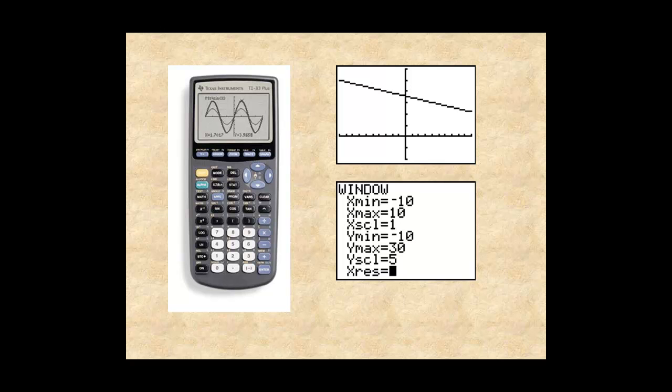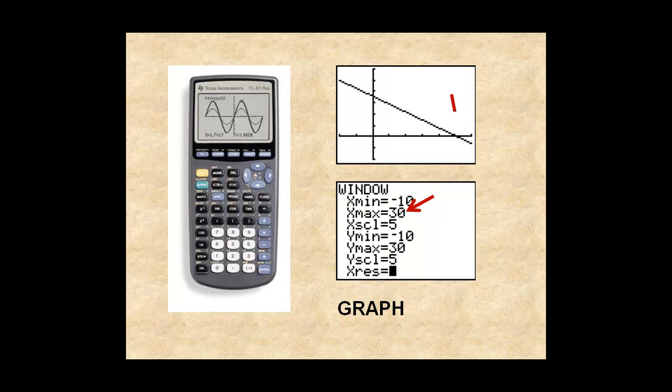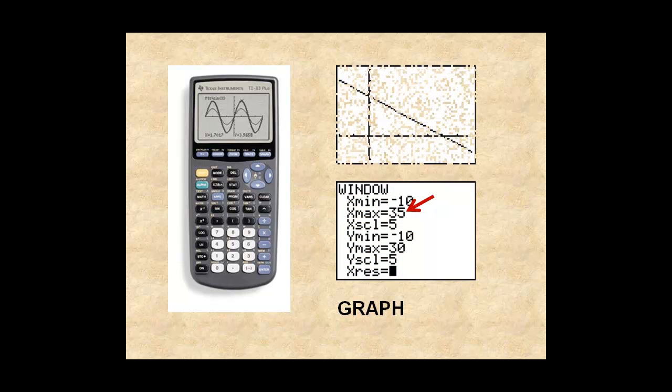The next step is to find the x-intercept. Since the graph tilts to the right, you need to change the viewing window to include more of the graph in that direction. Go to Window and change x-max to 30. Then press Graph. Now you can see the x-intercept, but it is too close to the edge of the screen. Go back to Window and change x-max to 35. Then press Graph again. Both intercepts are visible and not too close to the edge of the screen.